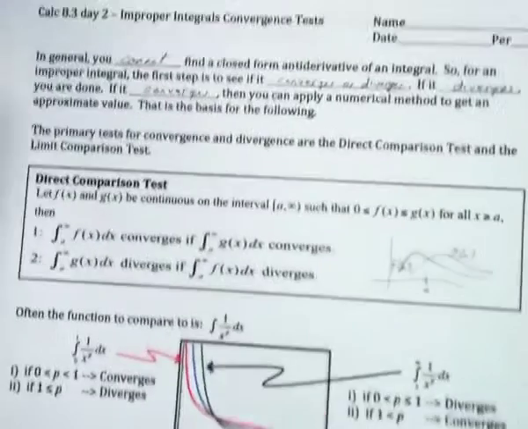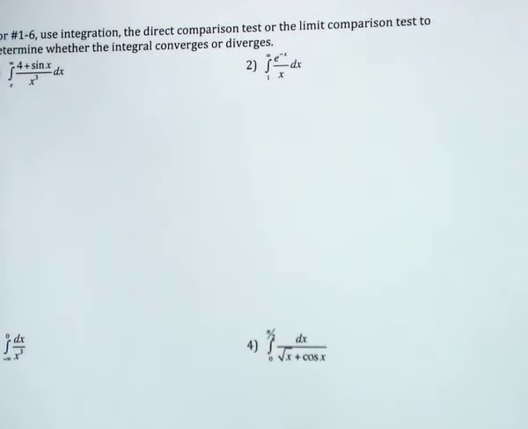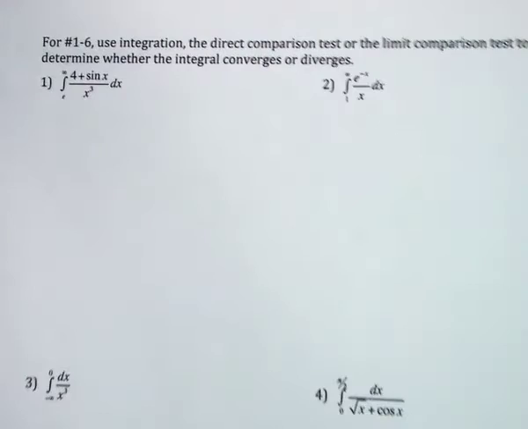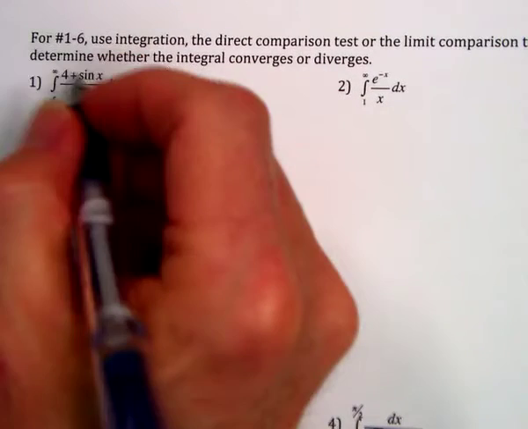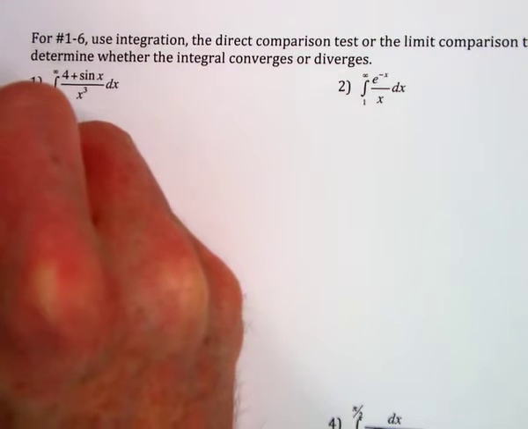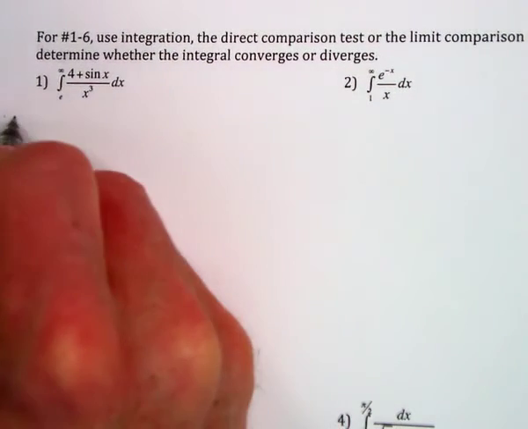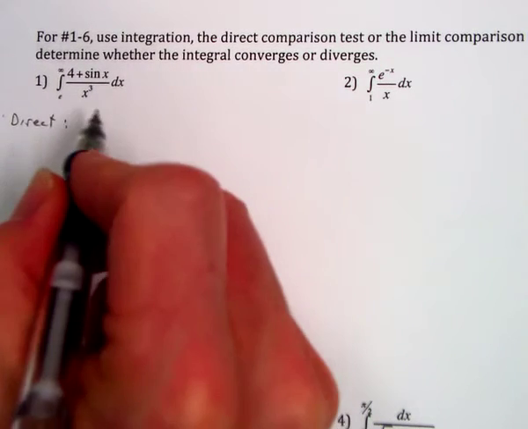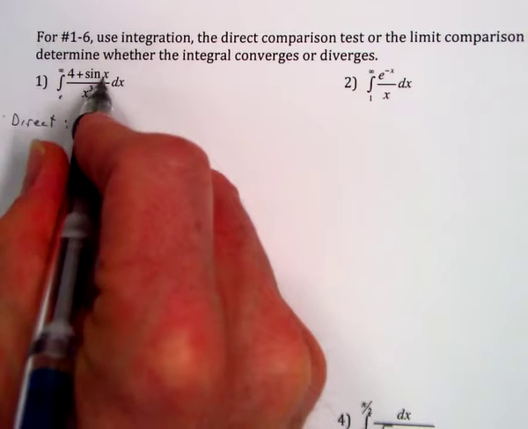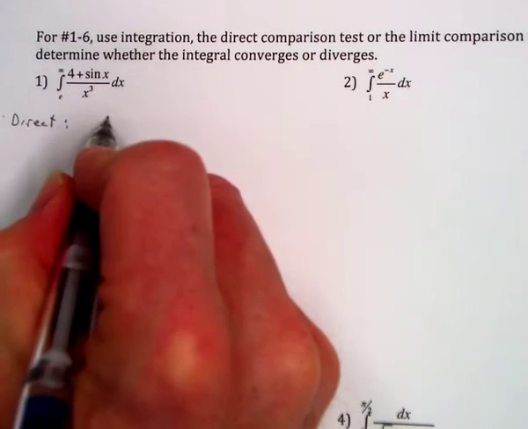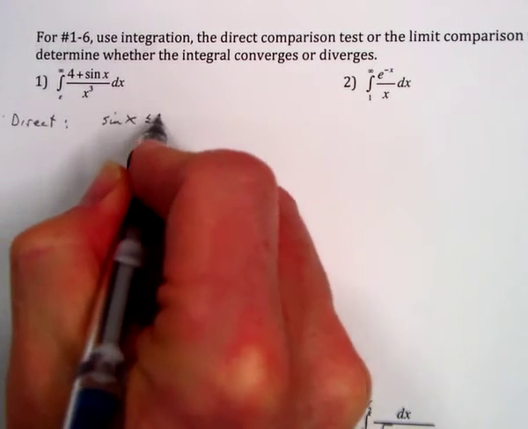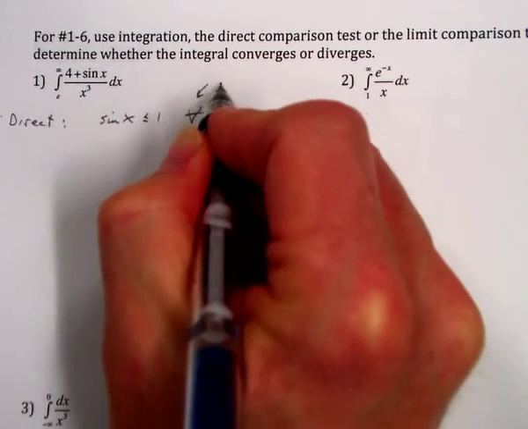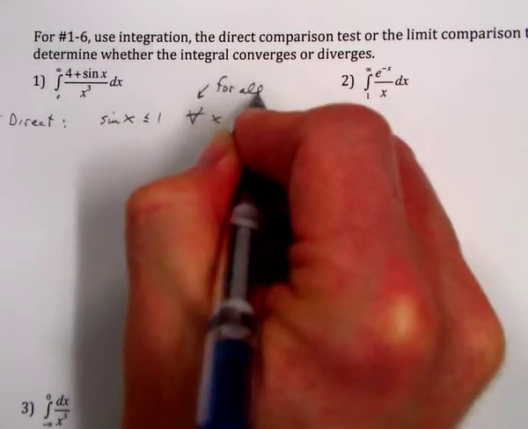Let's look at a couple examples. Zoom in a little bit. So we have here, I'm going to go through both the direct and the limit comparison for each of these. If I'm looking at direct, one thing I want to realize is I have a trig function here, and we know that sine x is less than or equal to 1 for all x. I forget if I've gone over this symbol. This just means for all.